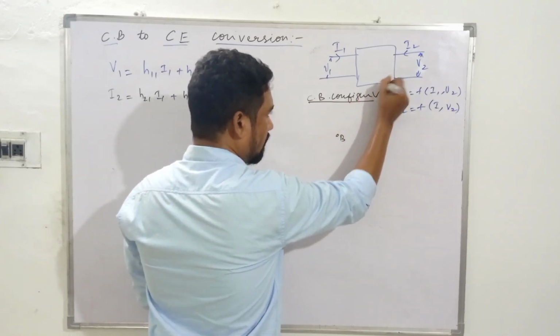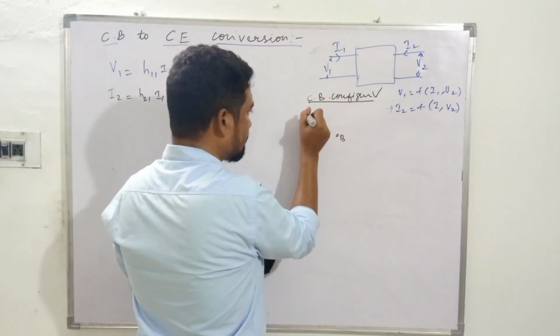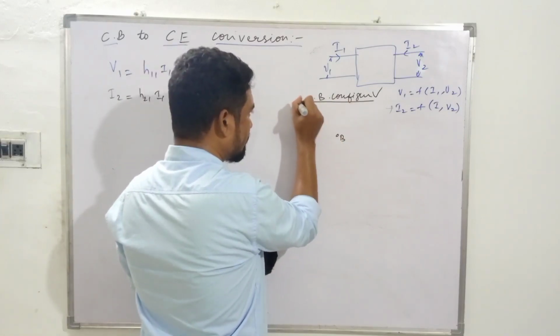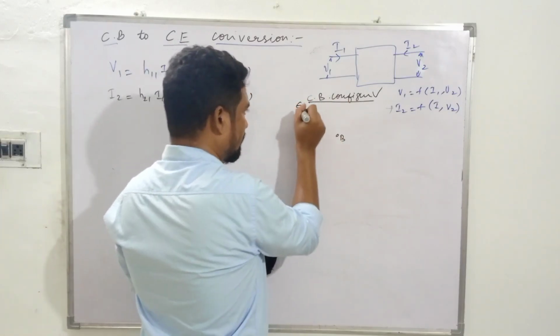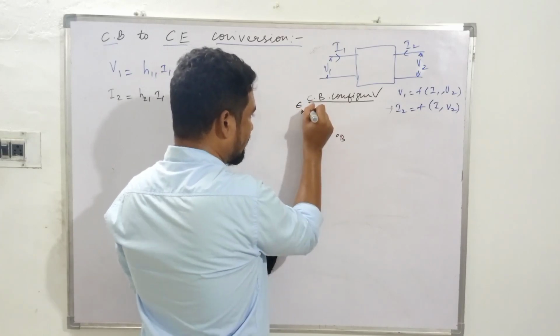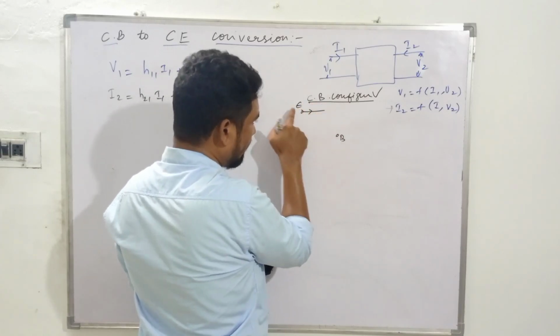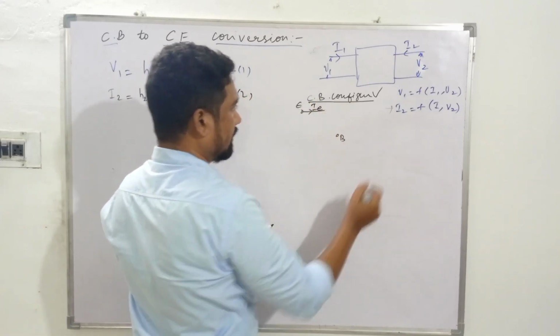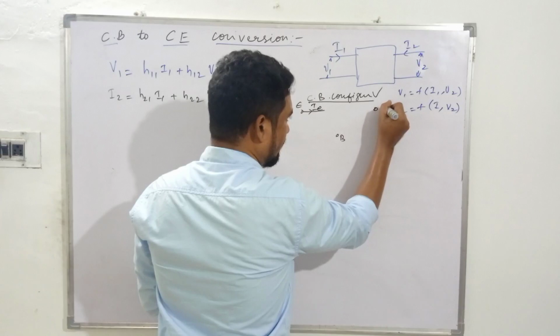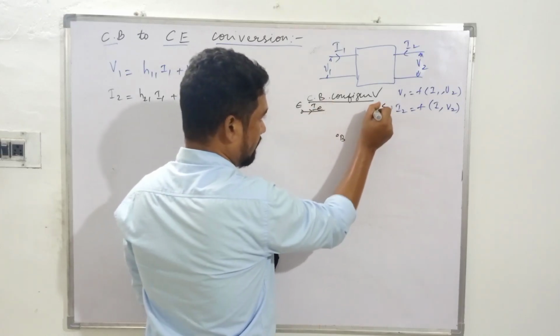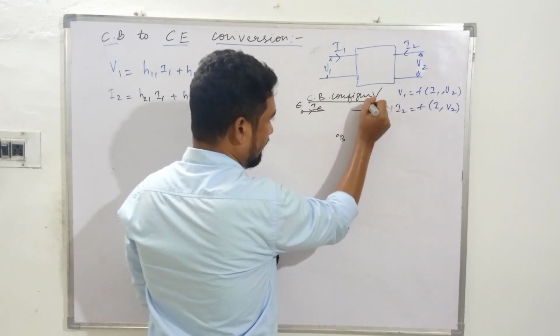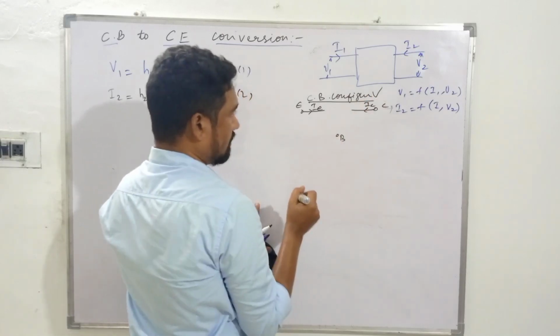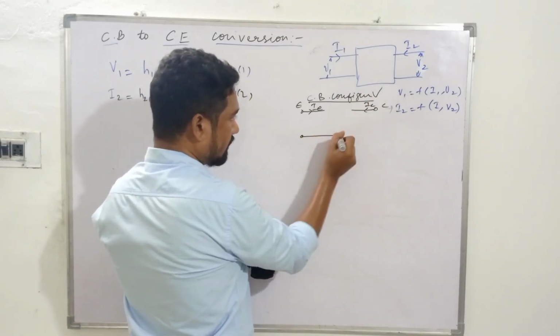In the common base configuration, input is given to the emitter. So the emitter input current will be IE. Output is collected across the collector, so we have IC. Now this base is common to both input and output.